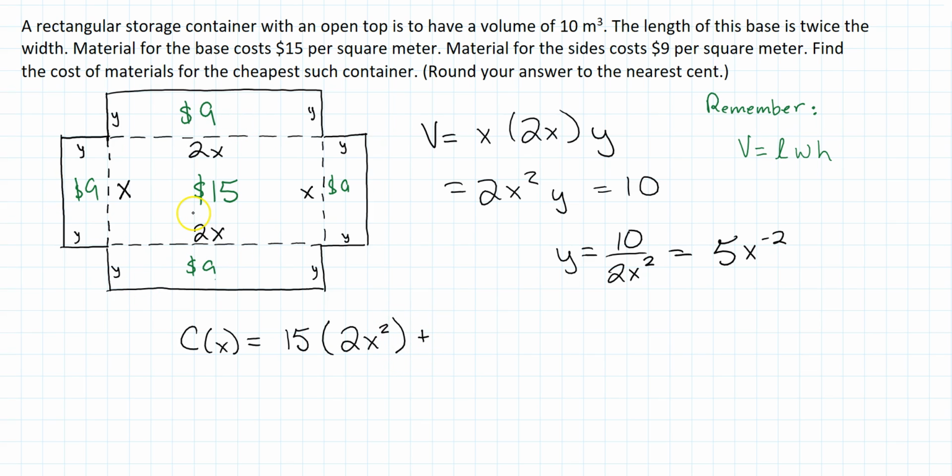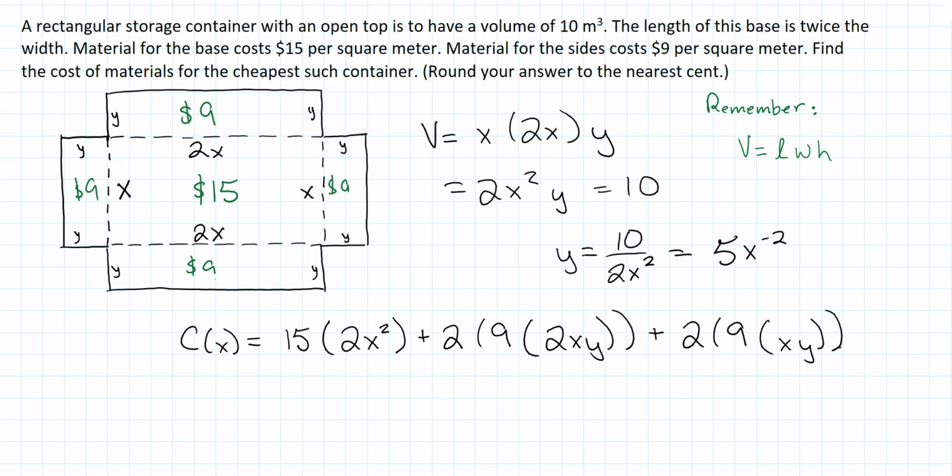Now I've got four sides. Two of them are identical and the other two are identical, but I do have to address these differently because they're different sizes. So let's look at these two long ones first. I have two of them. They are $9 per meter apiece, and the size of them, those are 2x by y, so 2xy. Okay, and then I have my two shorter flaps. I've got two of those. They are also 9 apiece, and they are x by y.